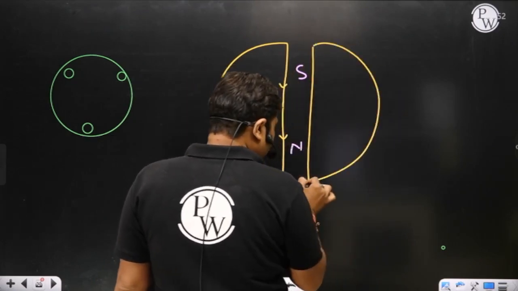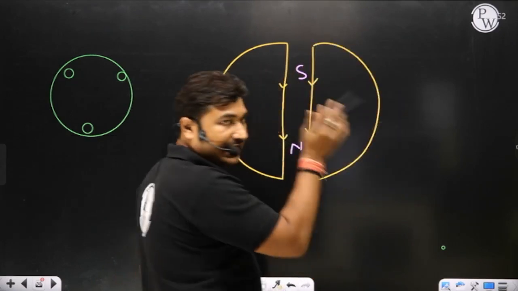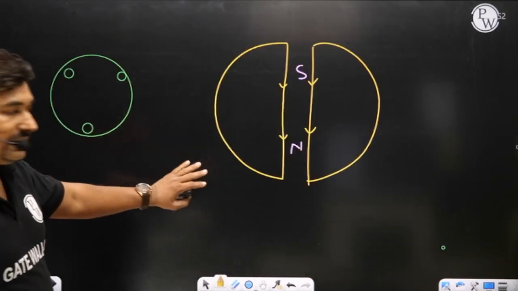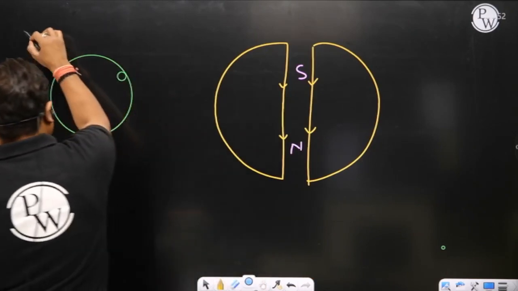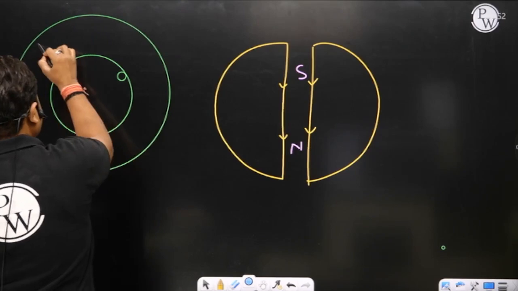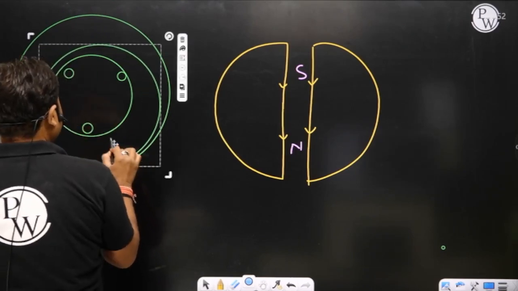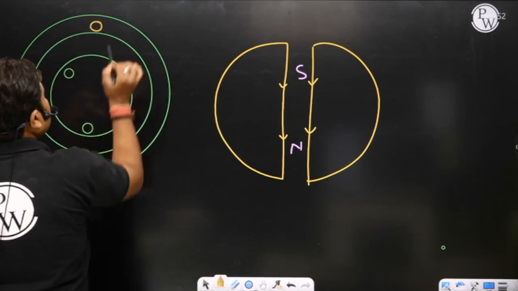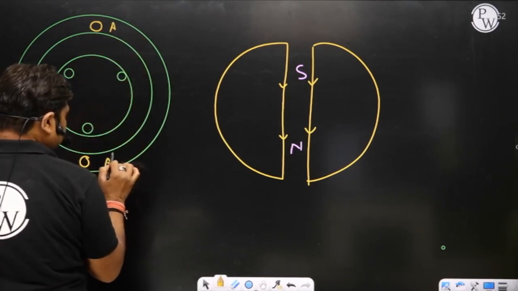You need not note this one. You just need to note the last page. Have you noted this? Okay. Now just try to understand here. We have a stator. Let me show you a stator with only two conductors, A and A dash. This will be your A and this will be your A dash.